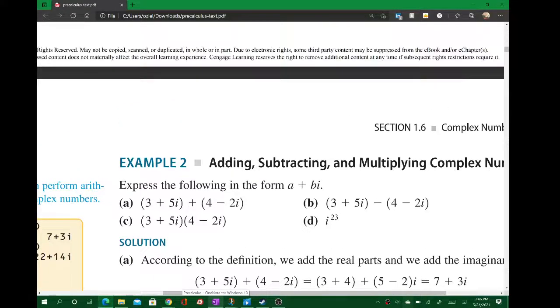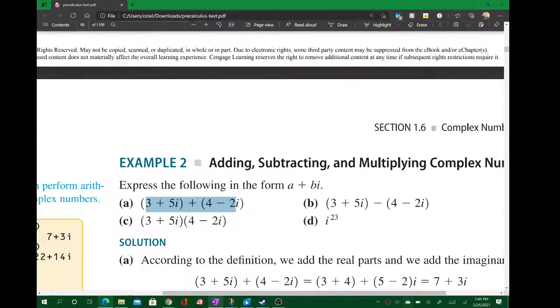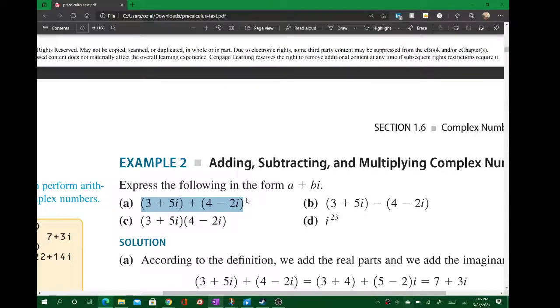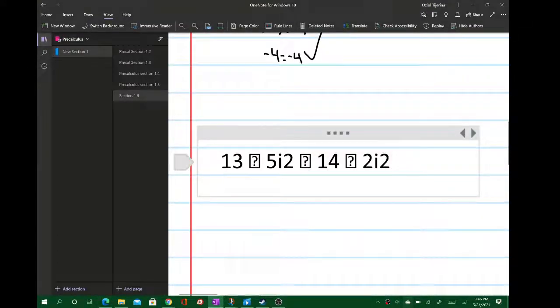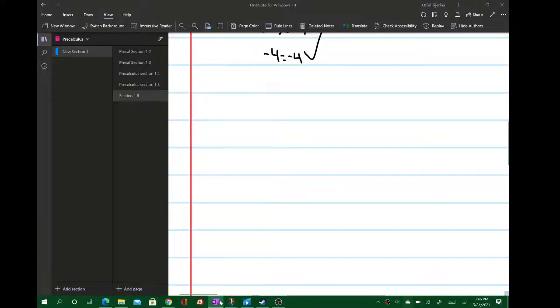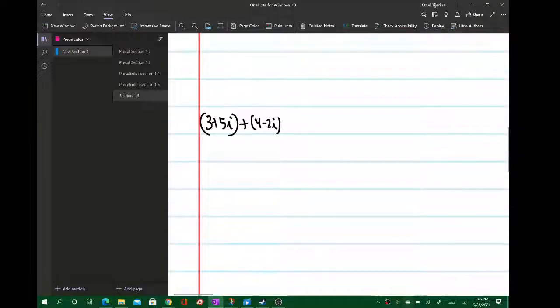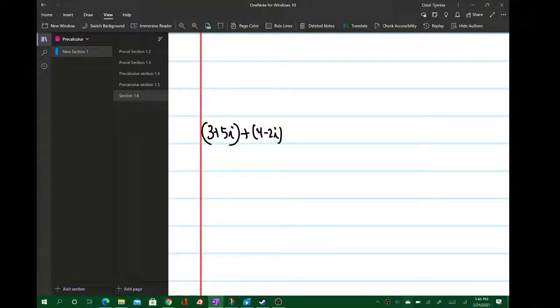For example, let's look at this one here. Okay, so we have 3 plus 5i plus 4 minus 2i, right? So all we have to do is combine like terms. Think of this like algebraic expressions, right? We have a 3, and then we have a plus 4, and then we have a 5i, and then we have a minus 2i.